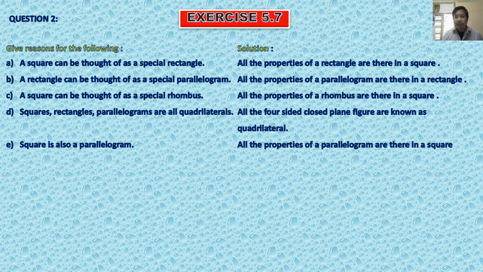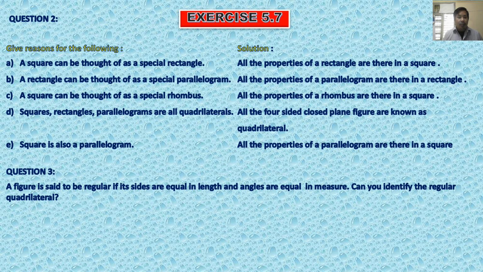In the same way, in the properties of the square, the opposite sides are equal, and the diagonals also bisect each other. Okay, so this is the same property. That's why a square is also a parallelogram. Okay, next we have question number 3.